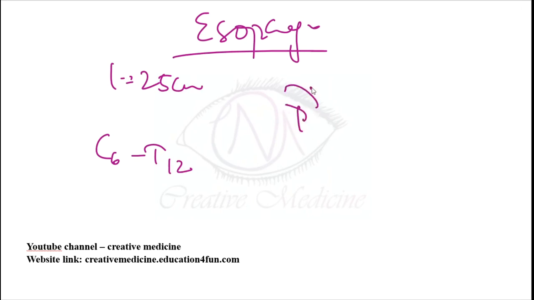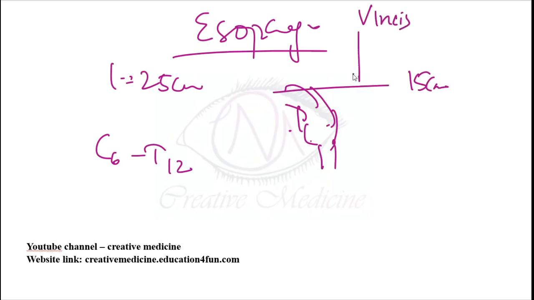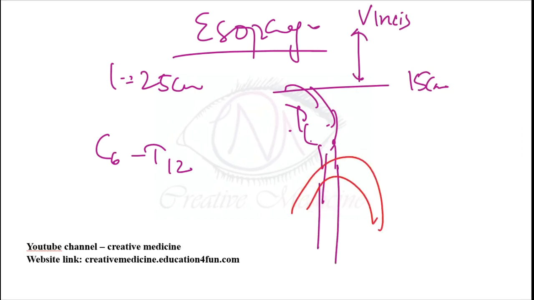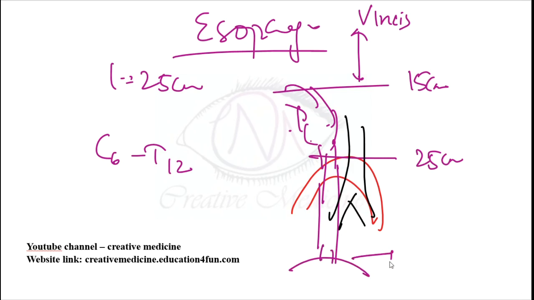the first narrowing is at the beginning of the cricopharynx, which is 15 centimeters from the incisors. Then there is the arch of aorta, where you see one more narrowing. This is 25 centimeters from the upper incisors, and here the left bronchus is also seen. At the end, the esophagus pierces the diaphragm and reaches the abdomen. It is 40 centimeters from the upper incisors.